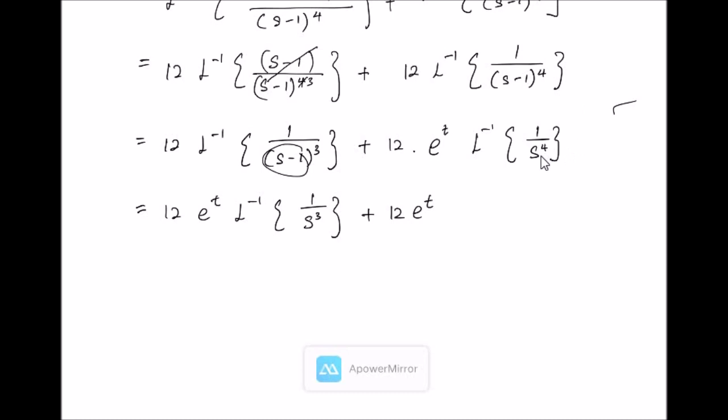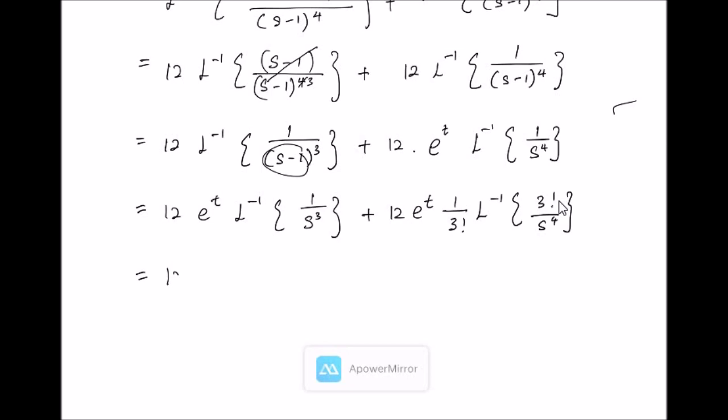Okay, this one we can change to t power of n. So n is equal to 3. So inverse Laplace of, oh sorry, it is not 1, it is 3 factorial divided by s power of 4. Okay, so again, this one is the extra. So we need to cancel it out by dividing by the 3 factorial.